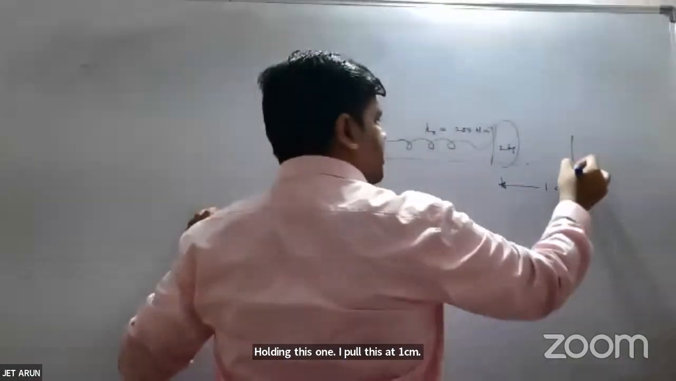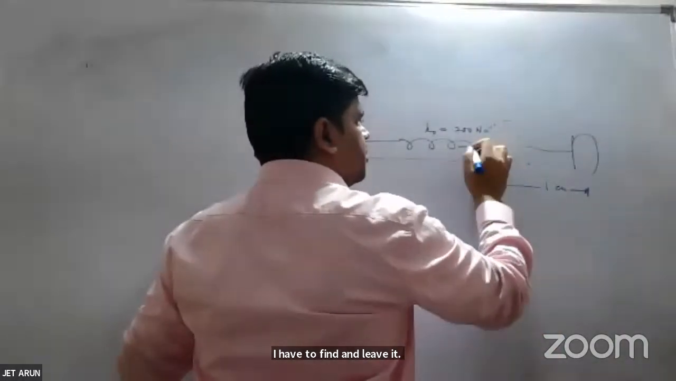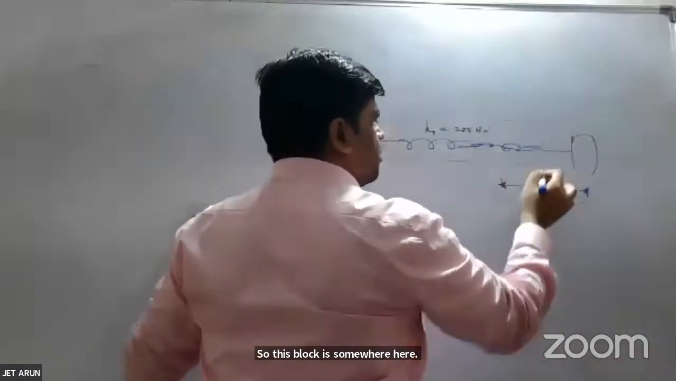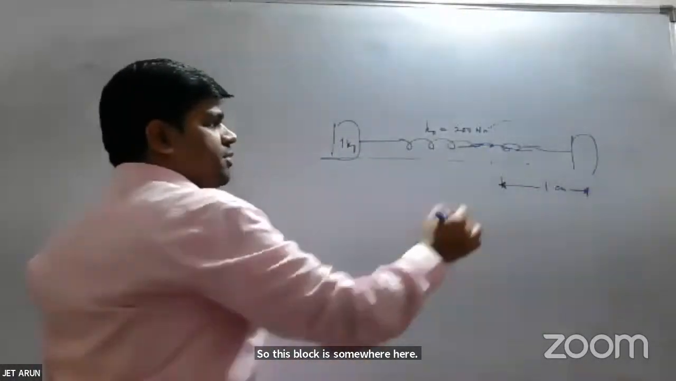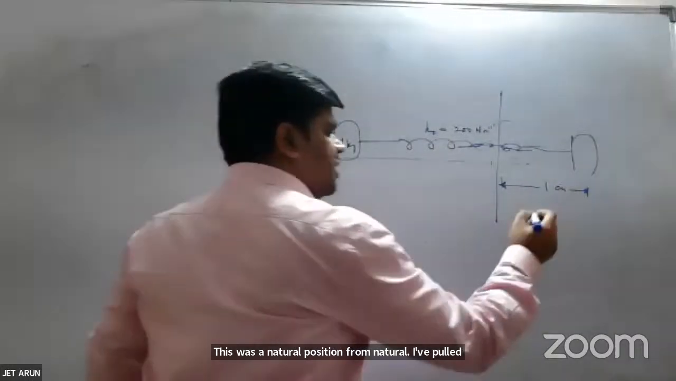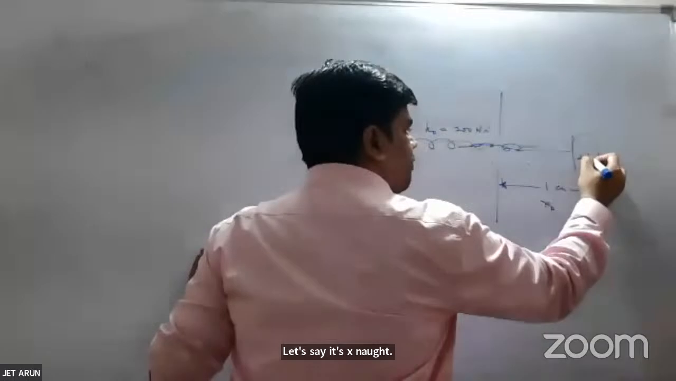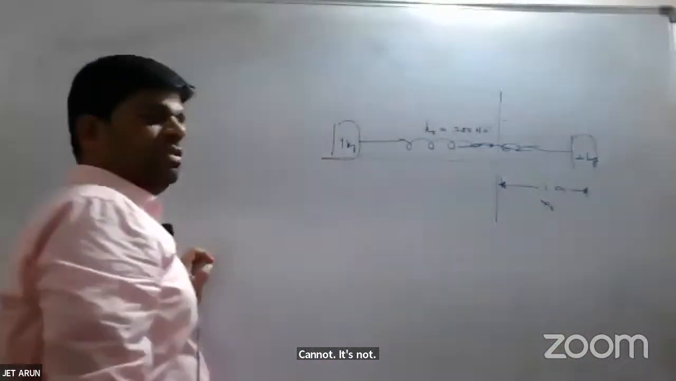So this block is somewhere here. This was the natural end position. From the natural end, I have pulled it by 1 centimeter. Or initially, let's say it's X naught. K naught, X naught, 1 kg and 2 kg. I have to find the acceleration of the blocks.